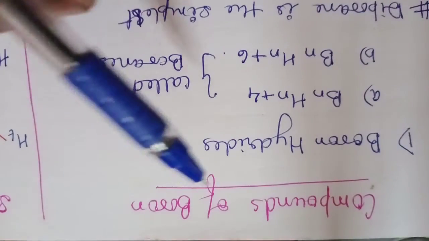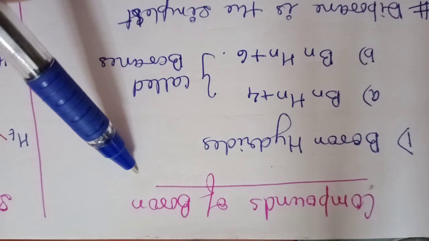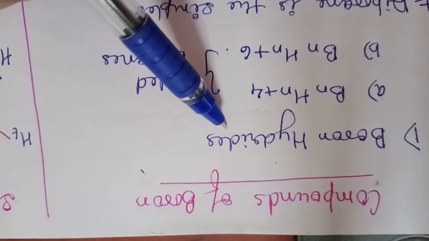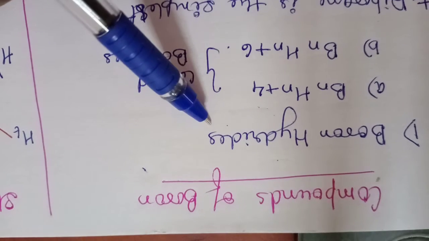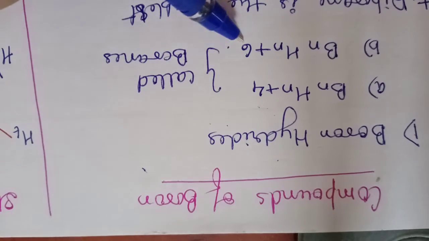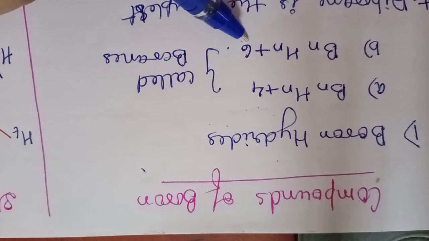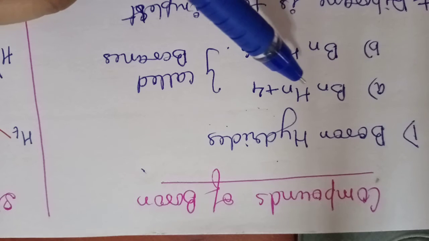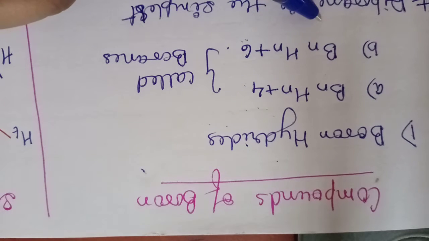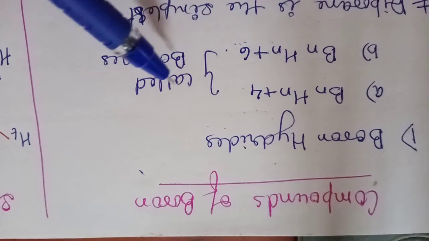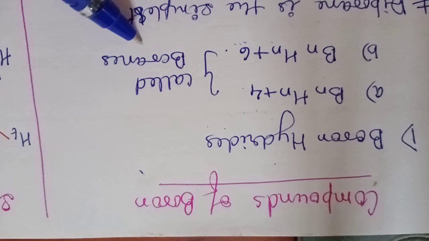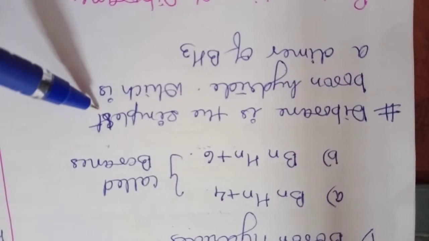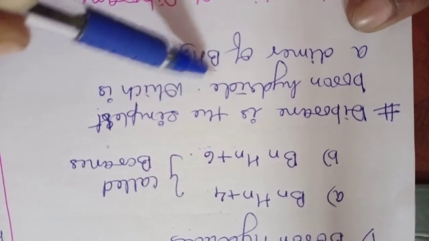Okay, now let us start with the compounds of boron. Boron forms hydrides. There are two types of hydrides. This we have already discussed in the previous class, that the general formula is BnHn+4 and BnHn+6. Now these hydrides are also called boranes. In boranes, diborane is the simplest boron hydride.